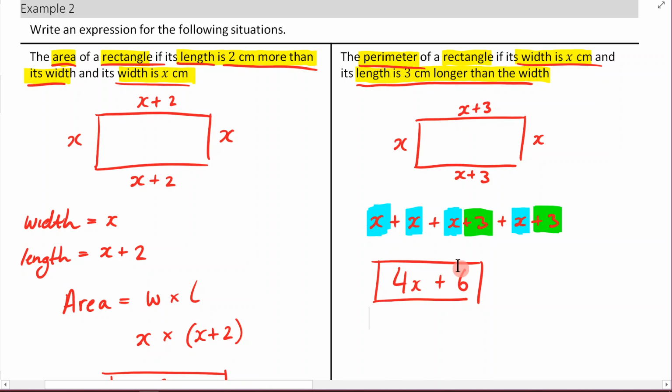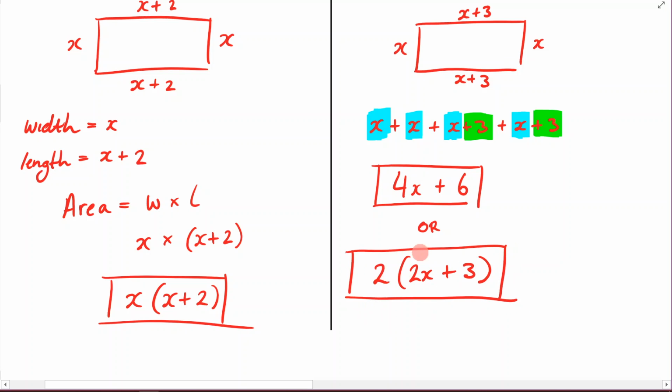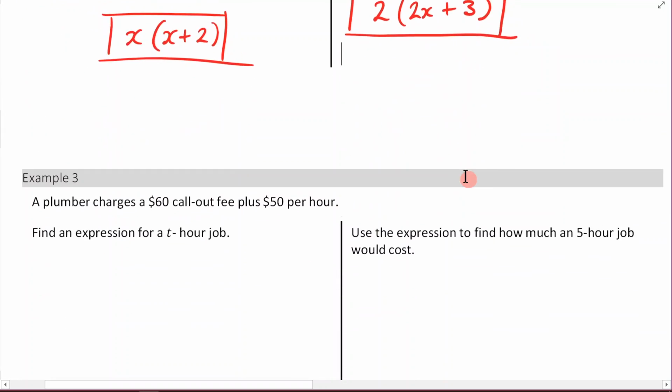Now, there's also another way of representing this answer. We could factorize it. So we could take out the highest common factor of 2 here, which would leave me with 2 brackets 2x plus 3. That could be another answer. 2 times 2x is 4x, 2 times 3 is 6. So there are 2 different expressions that represent the same thing. Just one is expanded and one is factorized. Okay, let's keep on going now.